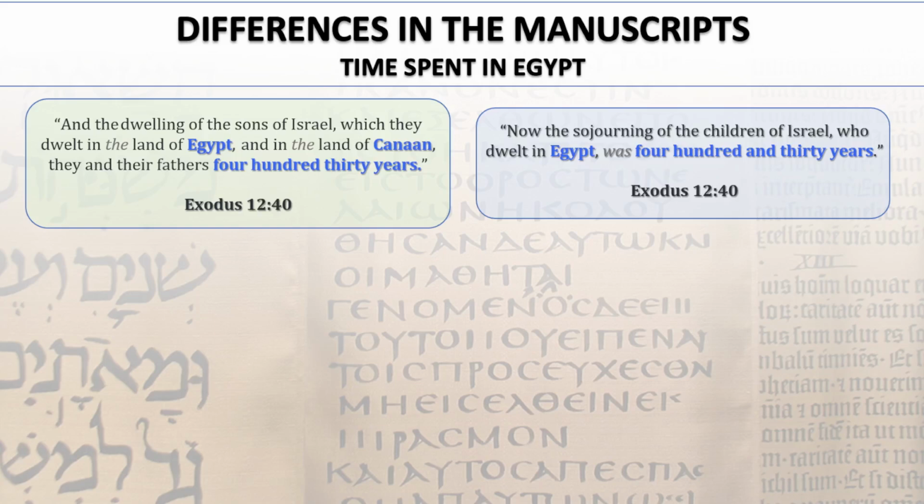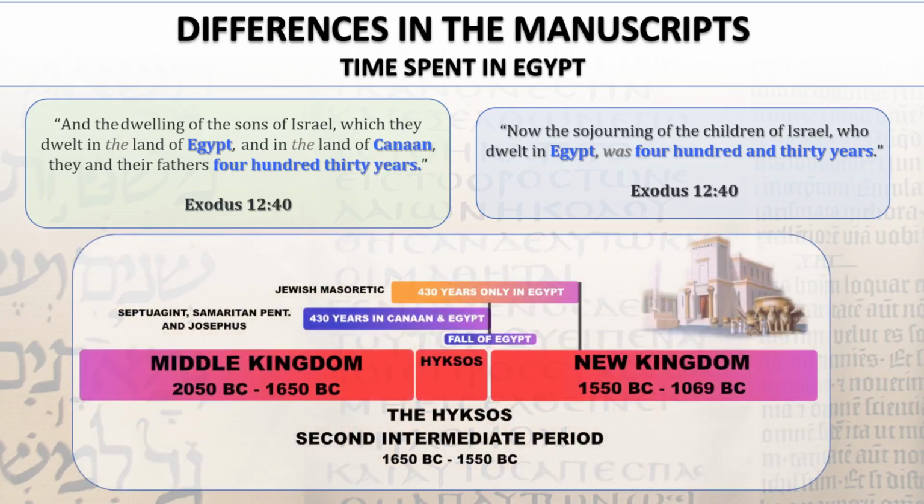And this is, again, why I love atheists, because atheists catch these things and the atheists go, your Bible doesn't make sense. But when we read the Septuagint, it's going to make perfect sense. So when we come to the story of the Bible, this is the differences. So here we've got our Jewish Masoretic, we've got our Septuagint, Samaritan Pentateuch, and Josephus in agreement.